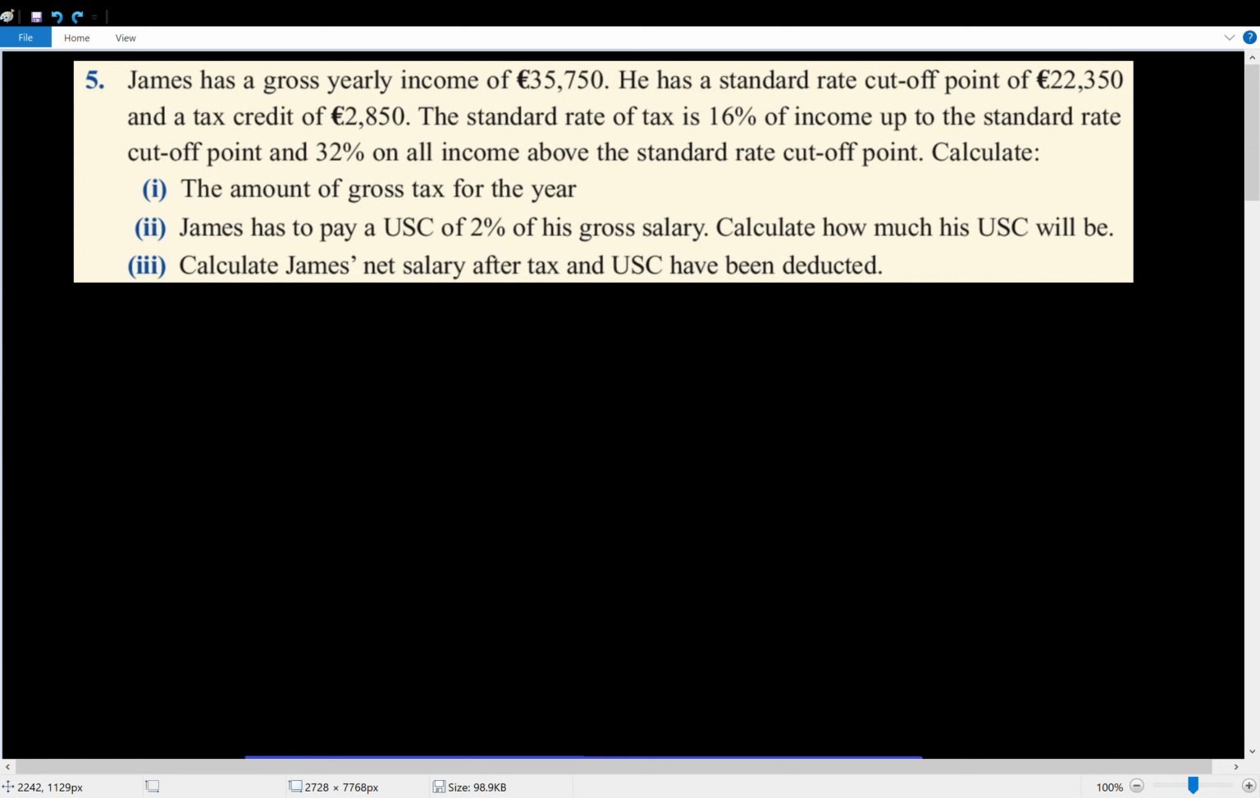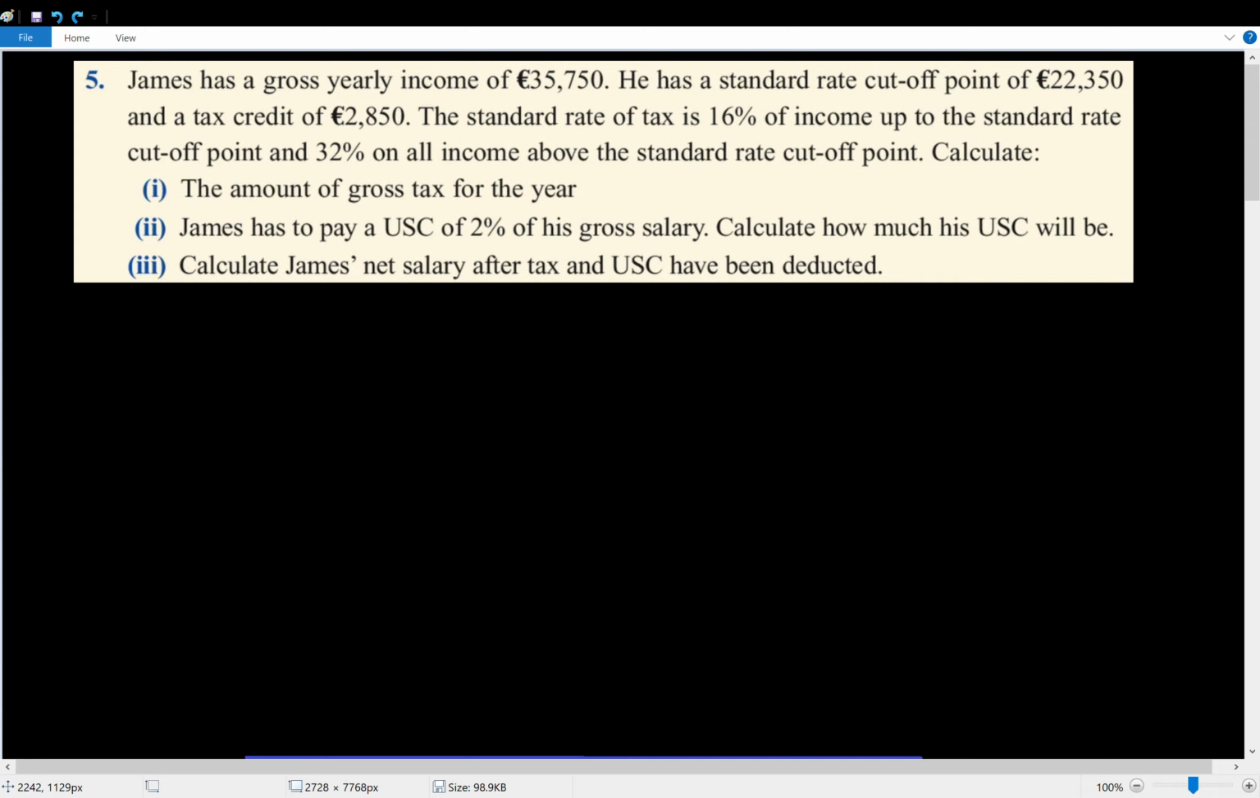We have to calculate first the amount of gross tax for the year, and then second, James has to pay a USC, a universal social charge, of 2% of his gross salary. We have to calculate how much his USC will be, and then for our third part, we have to calculate James' net salary after tax and USC have been deducted.